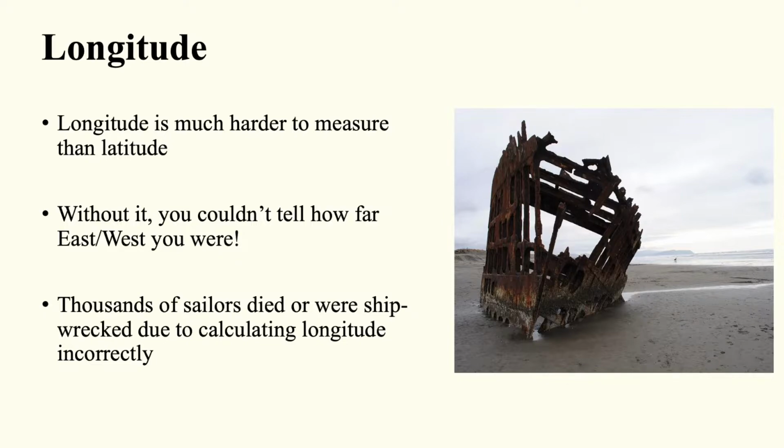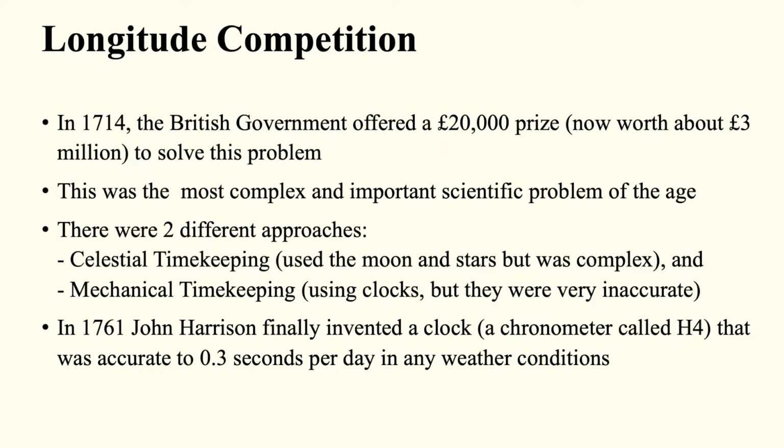Without it, you couldn't tell how far east or west you were, and thousands of sailors died from shipwreck by calculating longitude incorrectly. Things got so bad that in 1714 the British government offered a £20,000 prize, now worth about £3 million, for solving this problem. This was the most important scientific problem of the age.